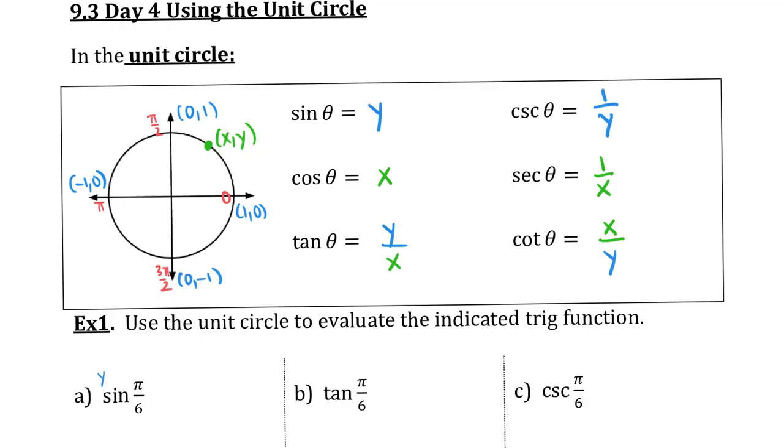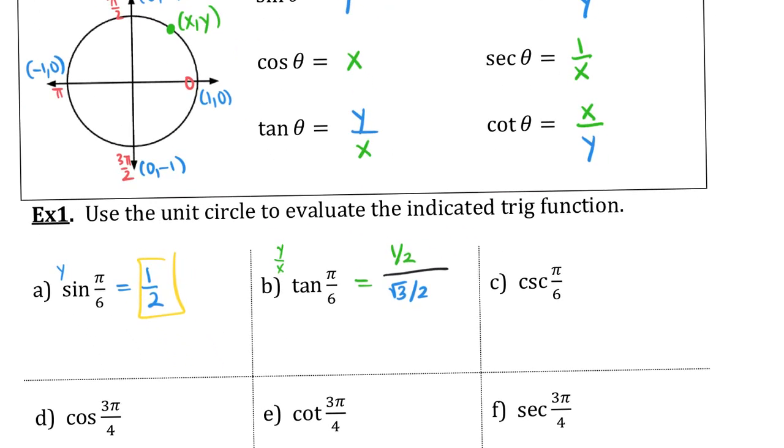Tangent of pi over 6 is going to be y over x. What's y? Y was 1/2. What's x? X is root 3 over 2. Flip back to your circle real quick and look. Let's simplify this. Some of you have gotten used to it enough that you can simplify a little faster. The 2's cancel, so I'm left with 1 over root 3. And then if I rationalize that, I get root 3 over 3.